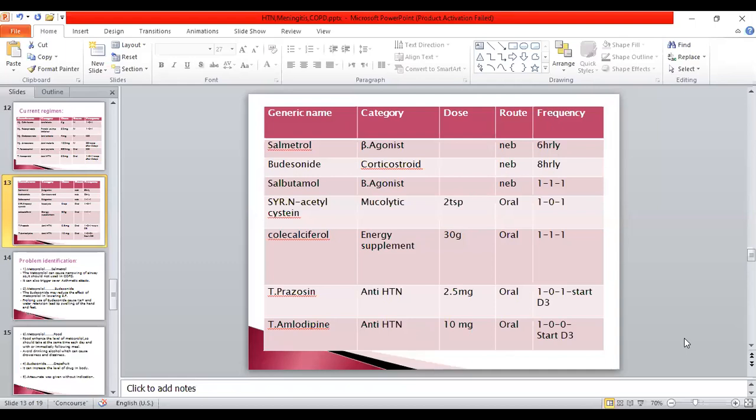And budesonide corticosteroids will be given twice daily, no, not 8 hourly. No, initially 8 hourly and then taper to twice. But cholecalciferol, why energy drink? Cholecalciferol is an energy supplement? It's a vitamin D supplement.